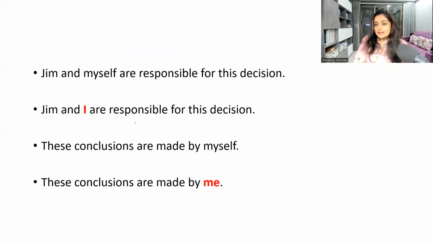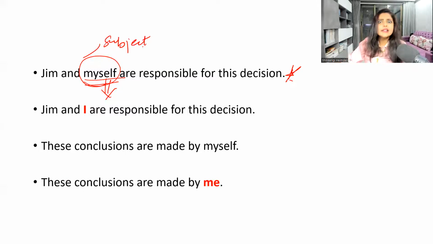Look at these sentences. Jim and myself are responsible for this decision. Now, is this sentence correct? By now, you should know that this is absolutely incorrect because I need an antecedent to use myself. And here there is no antecedent. Myself is being used as the subject of the sentence. So which is not correct, friends, which is absolutely not correct.